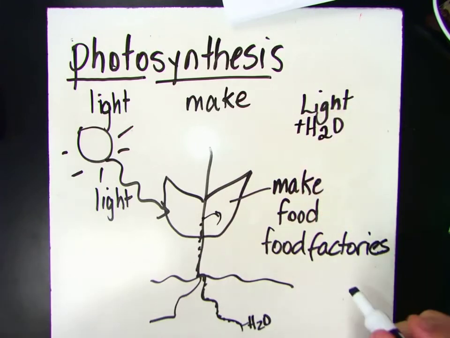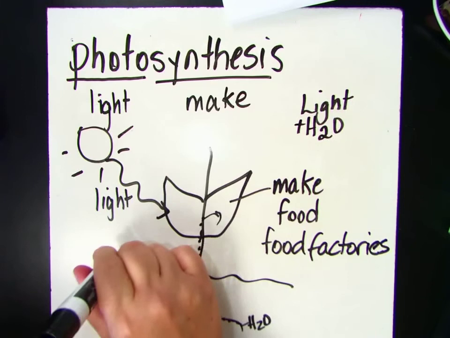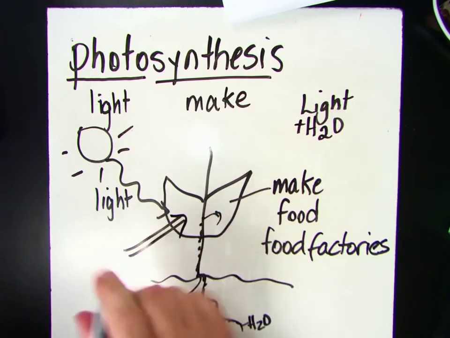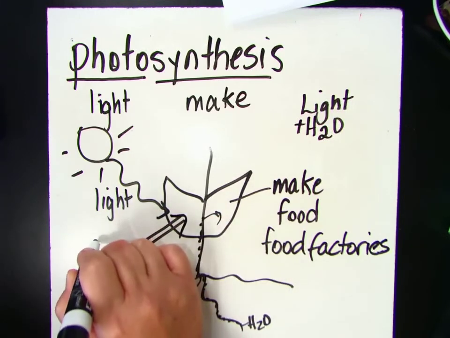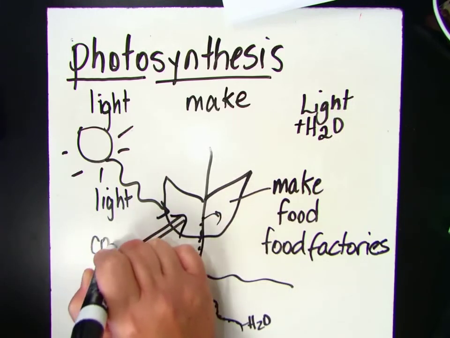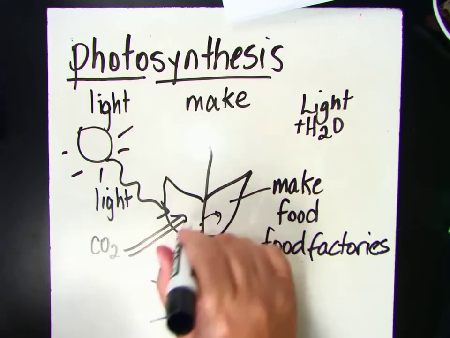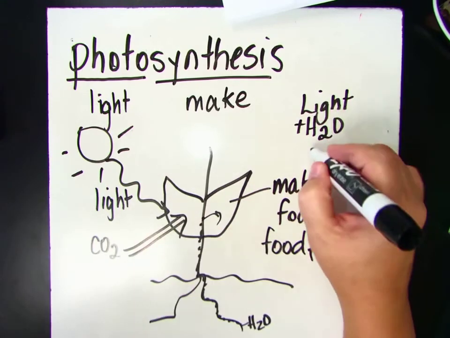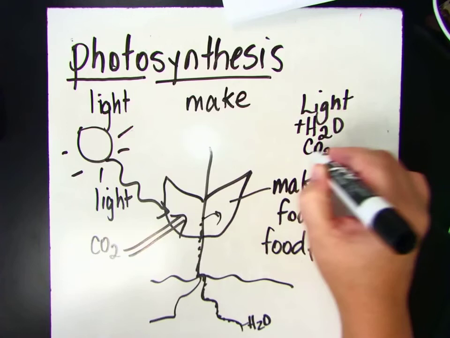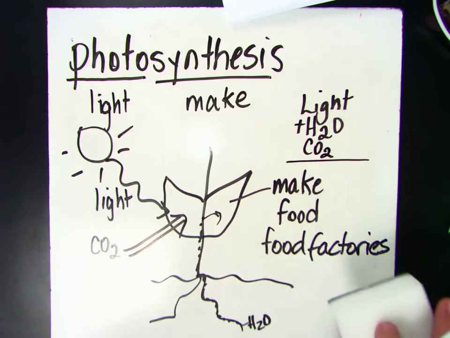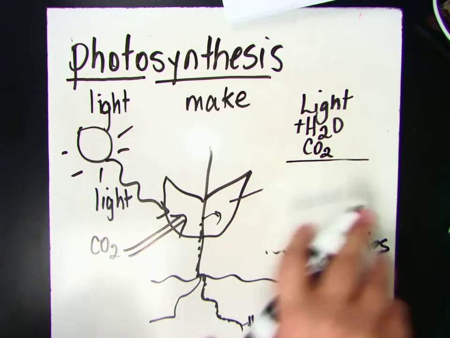And we also need carbon dioxide, which is readily available in the atmosphere. Don't forget, it's a gas that's in the atmosphere. It's a greenhouse gas. And it's also a waste product of our respiration. So we breathe in oxygen and we breathe out carbon dioxide. So the plant actually breathes in carbon dioxide. So it takes carbon dioxide in. So a plant needs those three things to make food.